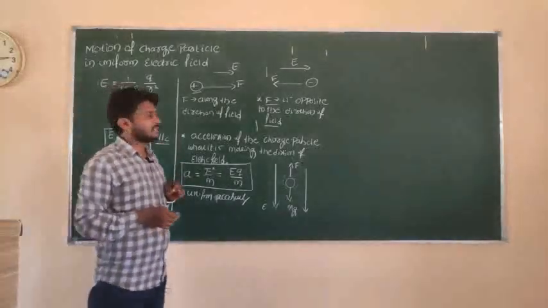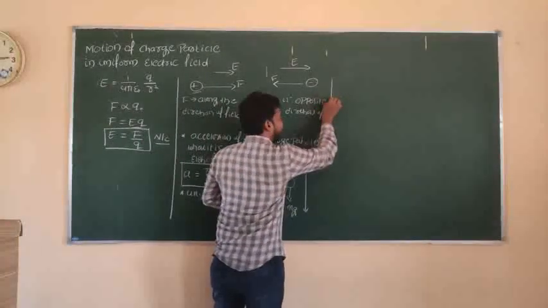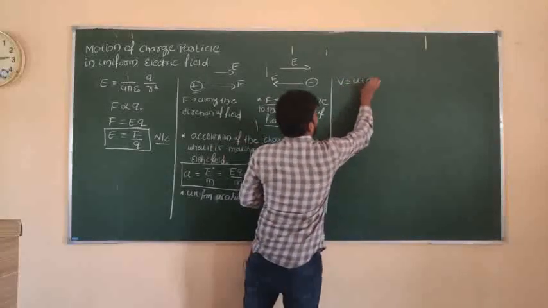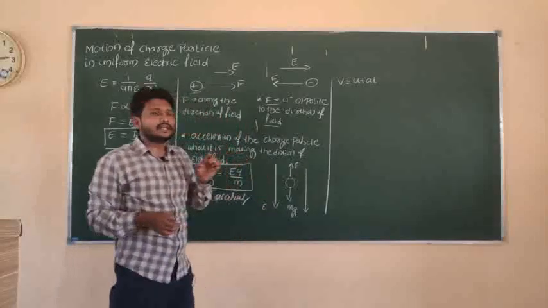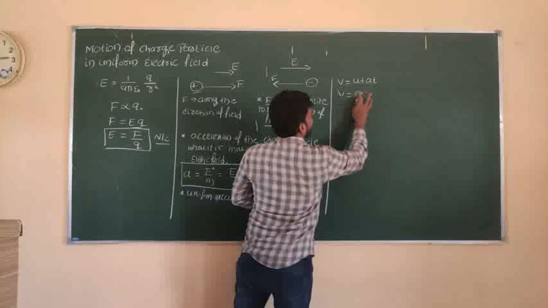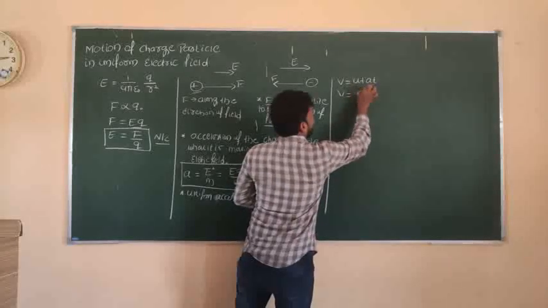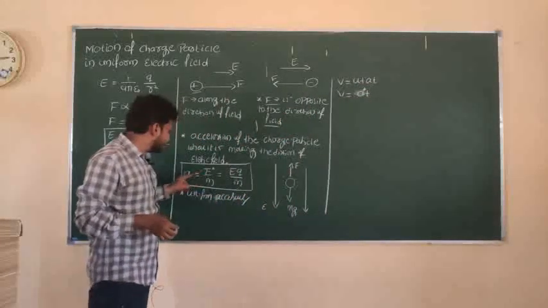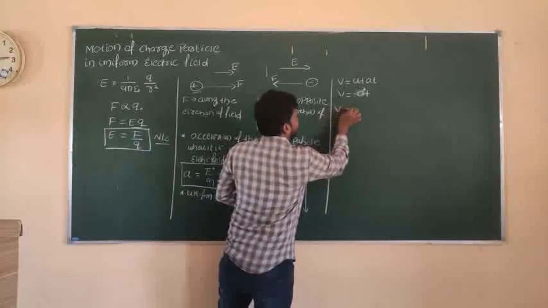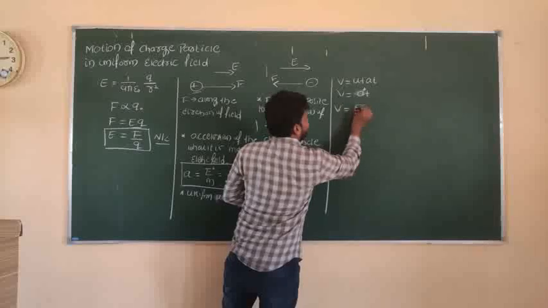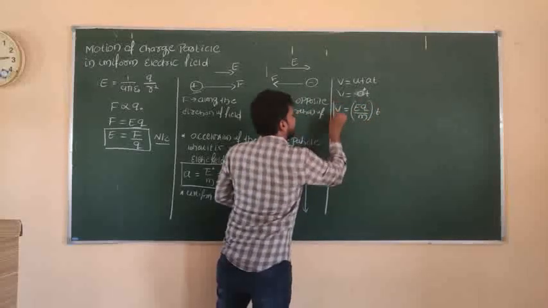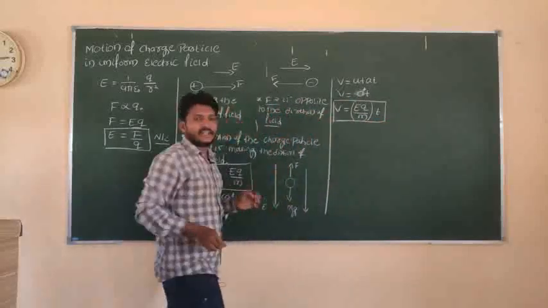Then what about the final velocity? I said initial velocity is 0. From the kinematic equation, v is equal to u plus a into t. So if initial velocity is 0, v is equal to a into t, where a, what is the equation for acceleration? E into q by m here. So wherever a is there, v is equal to E into q divided by m into t. So this is the equation for final velocity.